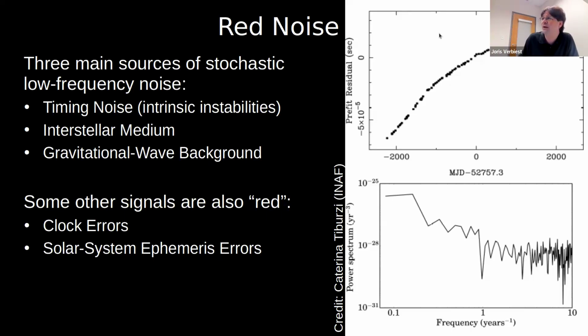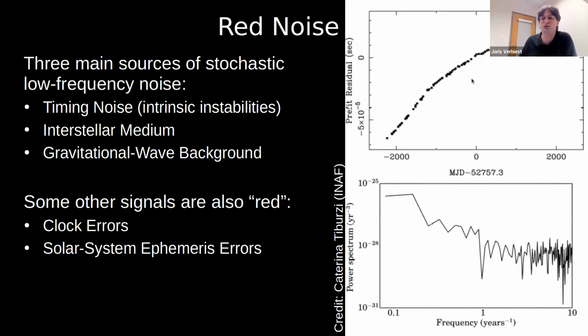In the right-hand plot here, we have on the top an extreme example of a pulsar that shows this red signal, this low frequency noise. In this case, you could say it looks a bit parabolic, so you could fit for period and period derivative, and that would improve things, but you can also see there's clear deviations from parabola. So even if you were to do that, it would not flatten out. It would not become white.